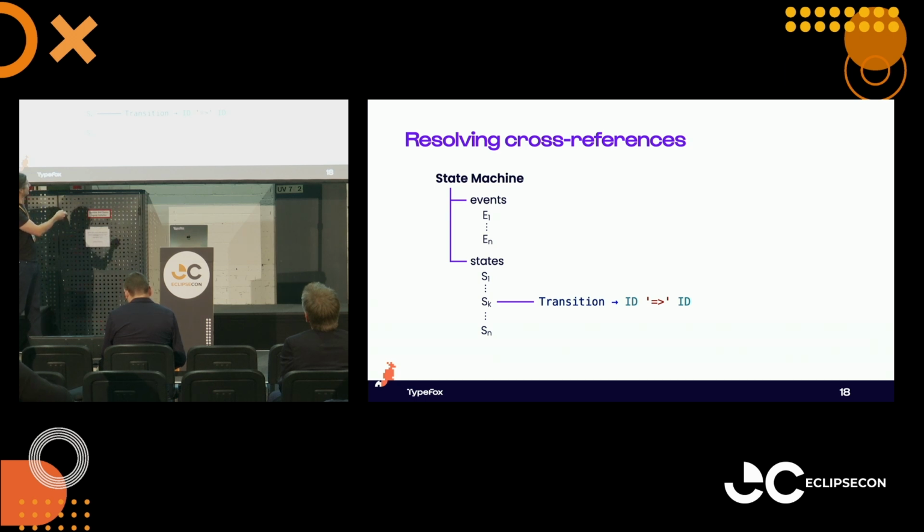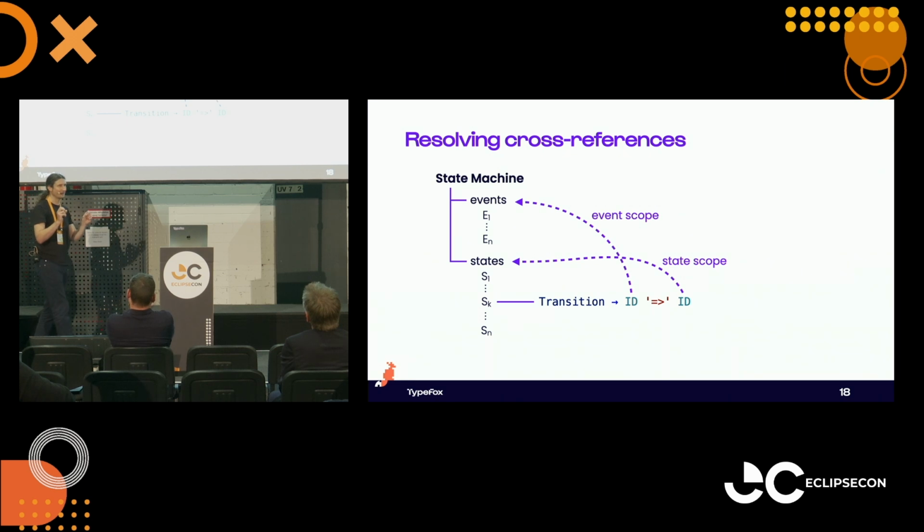So the first ID is an event. In order to resolve it, we need a scope, which is a collection of symbols, and this scope should point to a list of events defined in the surrounding state machines. The second identifier points to a state scope, a selection of states defined in the state machine. So although both are syntactically just IDs, they mean different things. And we have that in programming languages too. Some identifiers mean this is a variable, and another identifier can mean this is a type. So we have different kinds of scopes there as well.